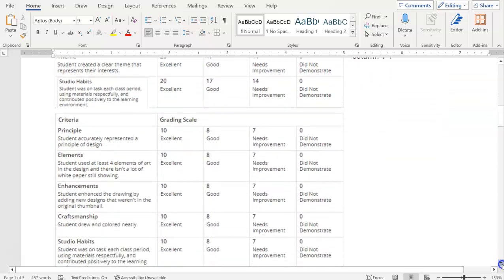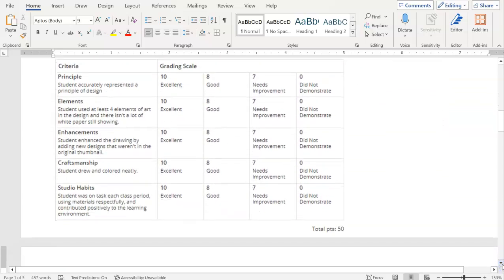Here is another project rubric that was 50 points. So when you do the math and you divide it out, your excellent category should be 10 points each. Good is 8 because it equals a B. Needs improvement is 7 points because that equals a C. And then again, did not demonstrate.